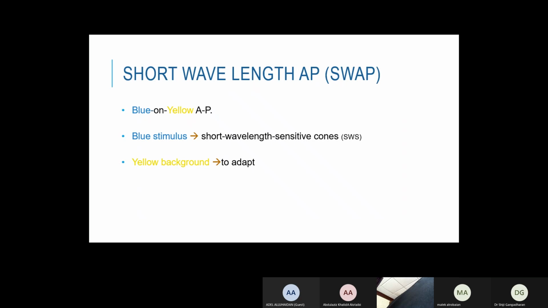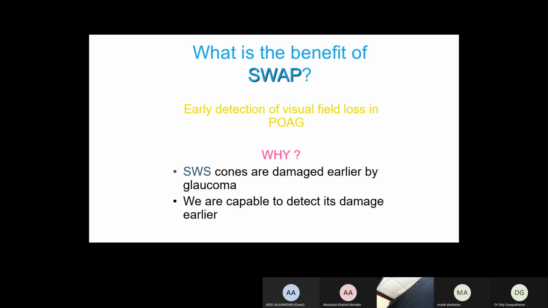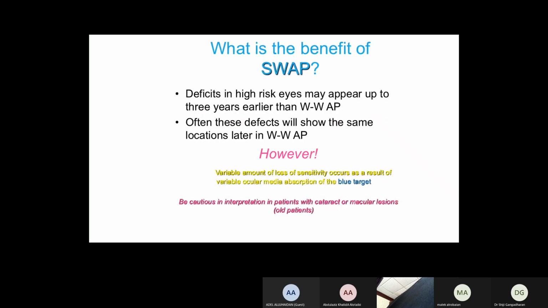For the short wavelength automated perimetry, or SWAP, it uses a blue stimulus over a yellow background. The blue stimulus activates the short wavelength sensitive cones, and these cones are usually affected first in glaucoma. What is the benefit of SWAP? Early detection of visual field loss in primary open-angle glaucoma. Why? Because the short wavelength sensitive cones are damaged early in glaucoma, and we are capable to detect damage earlier. Defects in high-risk eyes may appear up to 3 years earlier than white-on-white automated perimetry. Often these defects will show in the same location later on with white-on-white.